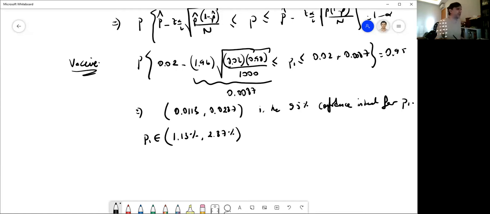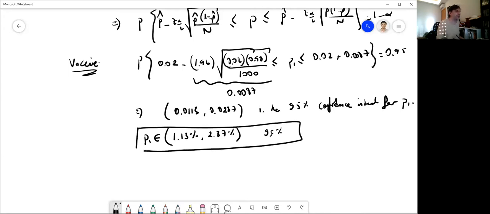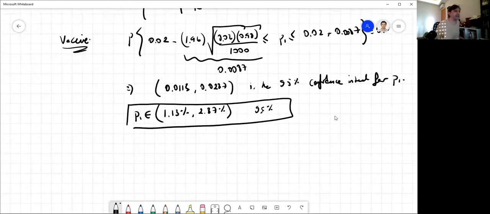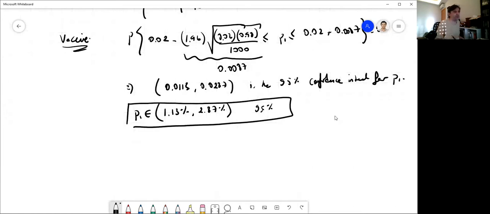Well, this is not the correct way of representing this. When you write it that way, it means that between those two values, P1 is going to be with 95% probability. P1 is going to be between 1.13% and 2.87%, right? And the point estimate of P1 is found to be equal to 2.0%. So note that there is a hat here, there is no hat here. So this is the first statistics for the first case.